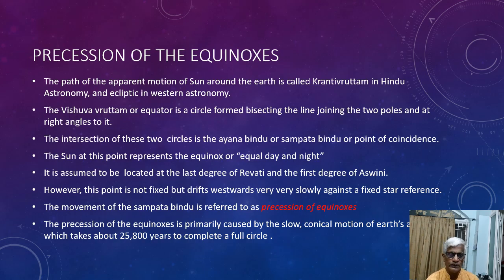The Sampada Bindu is assumed to be at the last degree of Revati and the first degree of Ashwini. That is at the junction of the end and beginning of the zodiacal circle. Why we are saying assumed to be is that the Sampada Bindu, or the Ayana Bindu, is moving. Therefore, it doesn't remain fixed there. But for all practical calculations, Hindu astrology uses it as the first degree of Ashwini or first degree of Mesha.